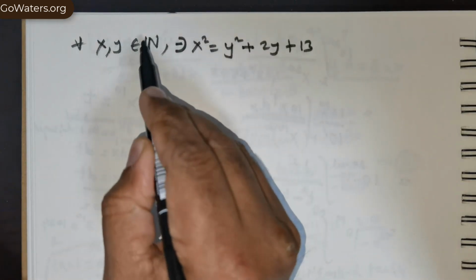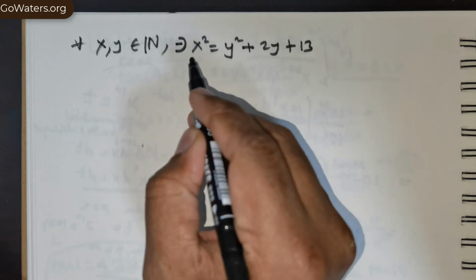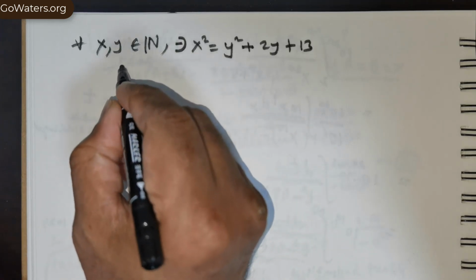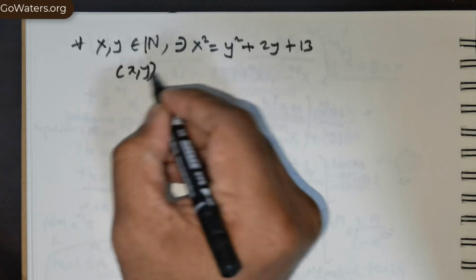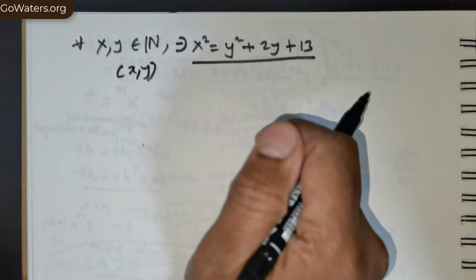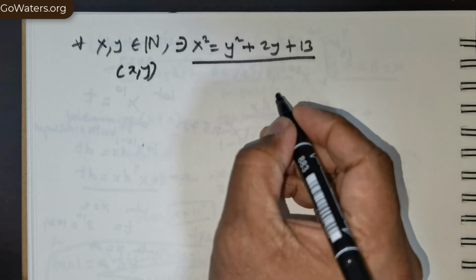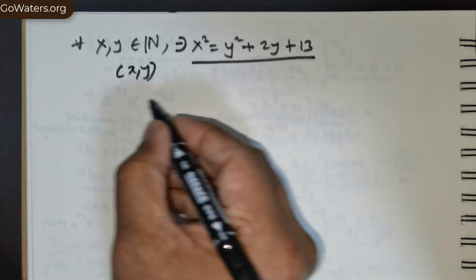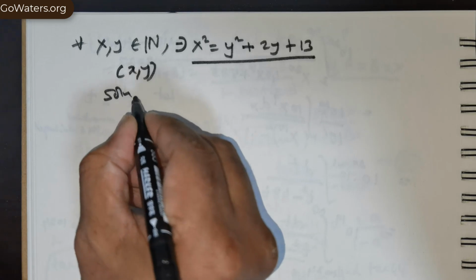For every (x, y) element of natural numbers, we are expected to find x and y such that it satisfies this particular equation: x² = y² + 2y + 13. So let me start the solution in the following manner.